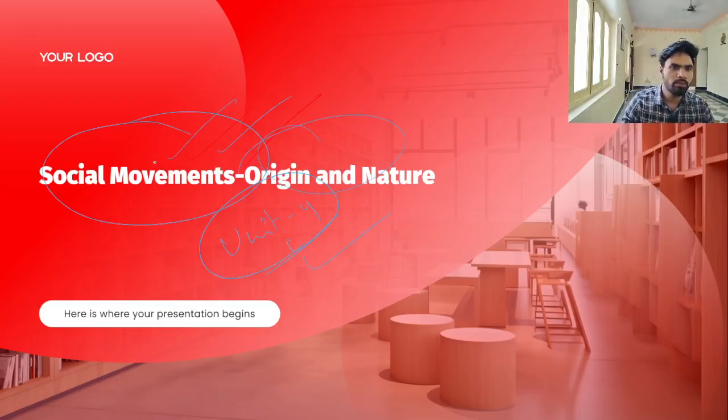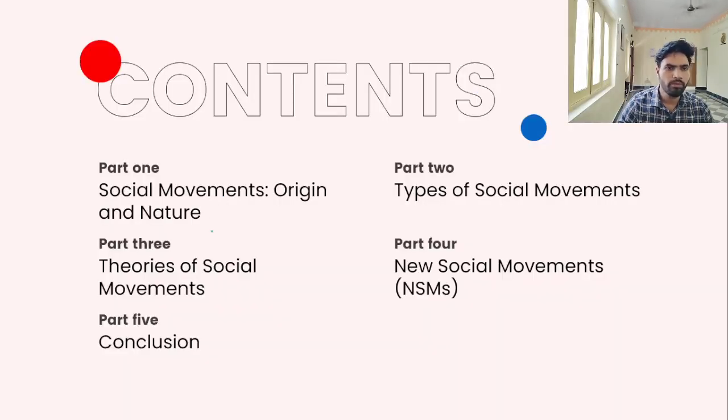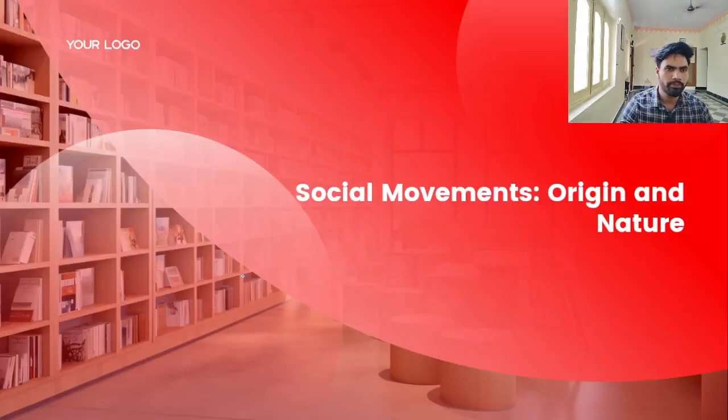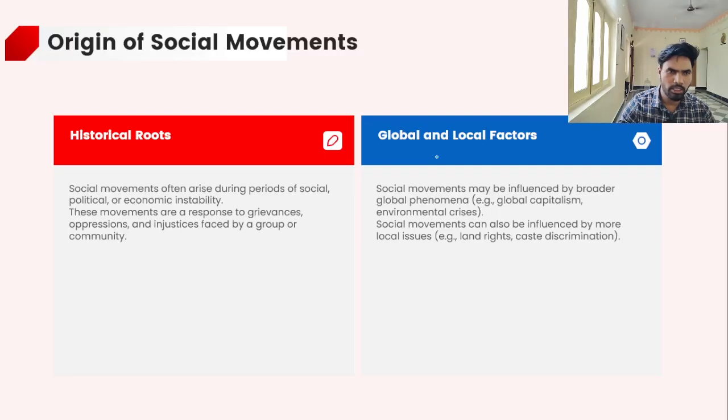So what we are studying in this session is social movements, their origin and nature. Briefly, we are going to see the aspects of social movements, their origin and nature. In part 2, we will see the types of social movements. In part 3, theories of social movements. Part 4, new social movements. And in part 5, the conclusion. So first, we will see social movements and their origin and nature.